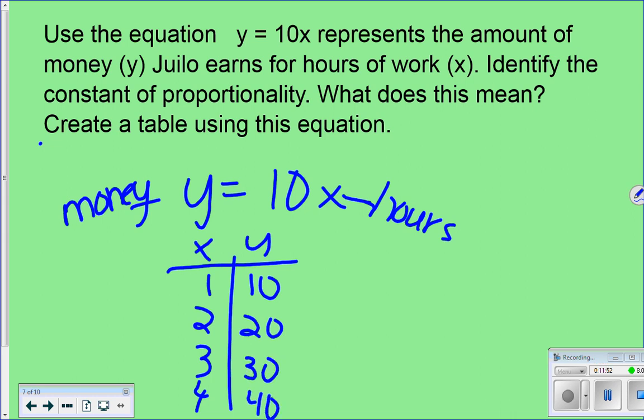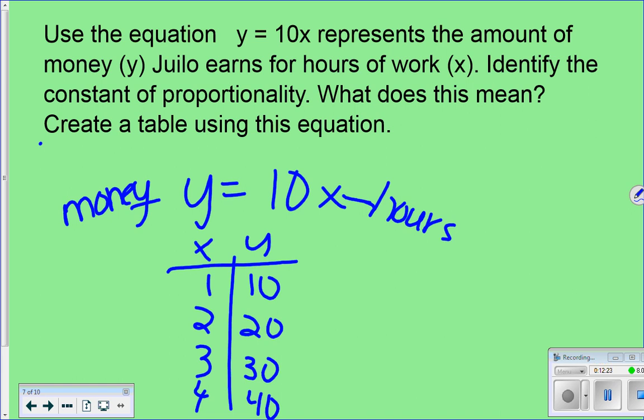Now, I want to know, what does 10 mean? What does 10 mean? Yeah, how much money he gets in an hour. That's what 10 means. Because you all told me, well, I know in 1 hour he makes $10. In 2 hours he makes 20. 3 hours he makes 30, 4 hours he makes 40. So I know for every 1 hour, how much money is this guy going to make? $10. That's what 10 means in that equation. Okay. See what the constant is? Everybody know where to find the constant? Yes. Shake your head at me.